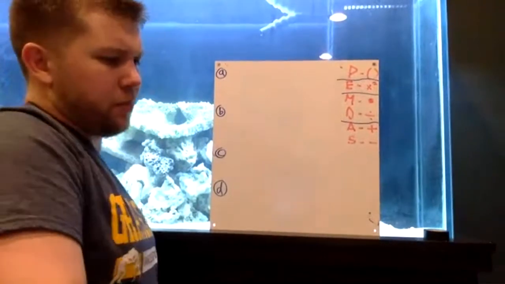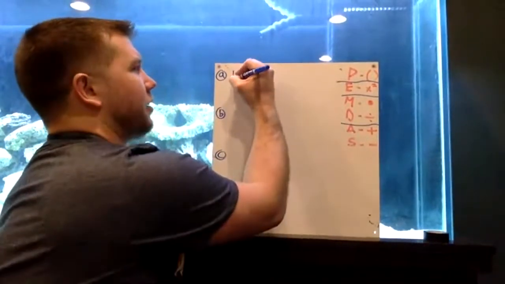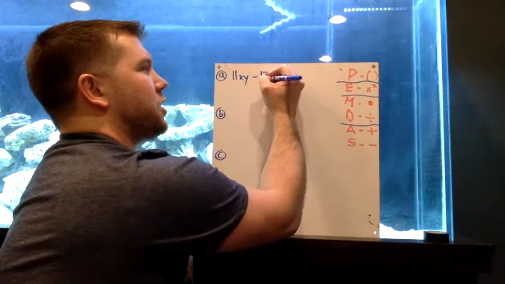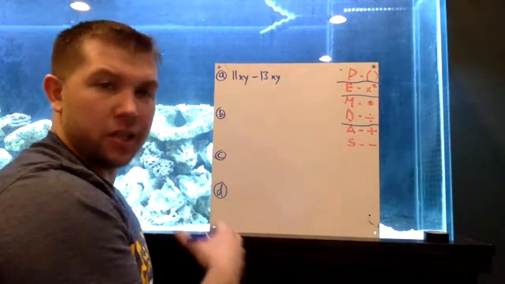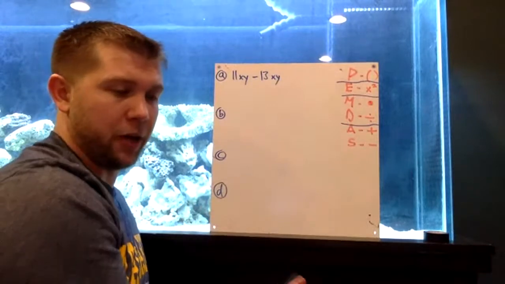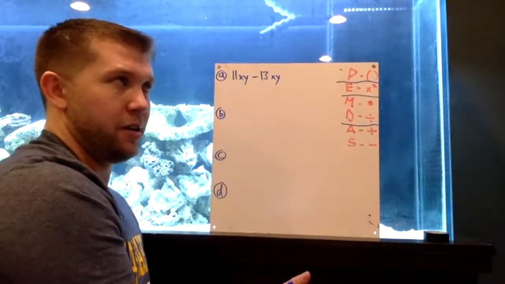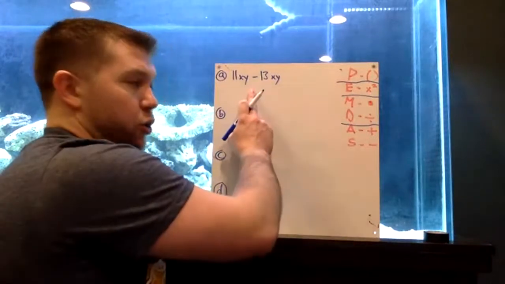So the first one says that we have 11xy, okay? So this one has two variables, and we're taking away 13xy. Okay, so they both have the same variable expression. Okay, they both have an xy attached to them. So if they both have the same variable expression, I can do addition and subtraction.